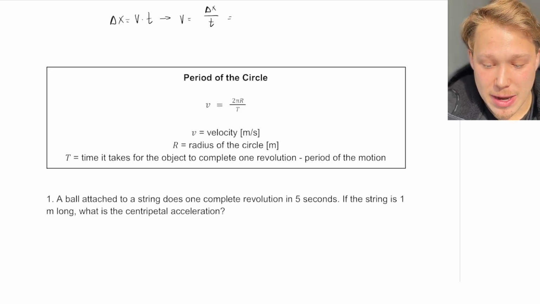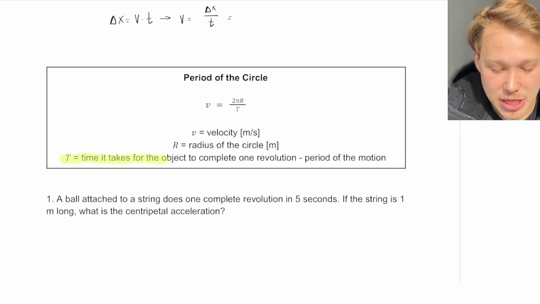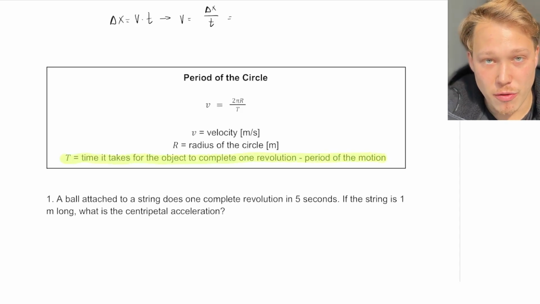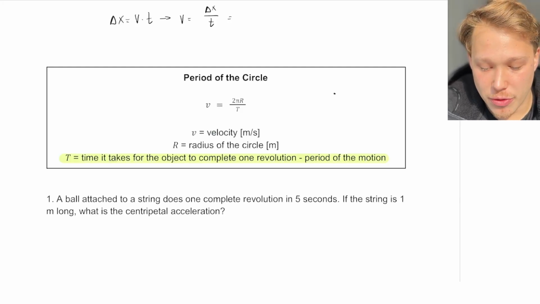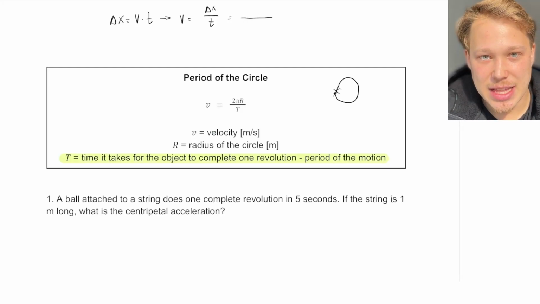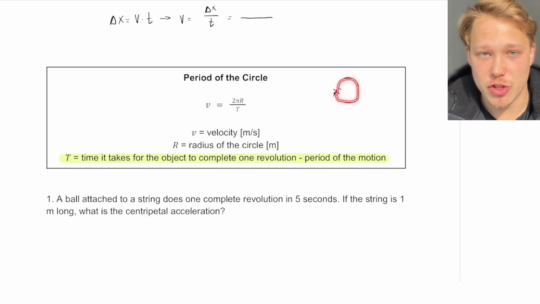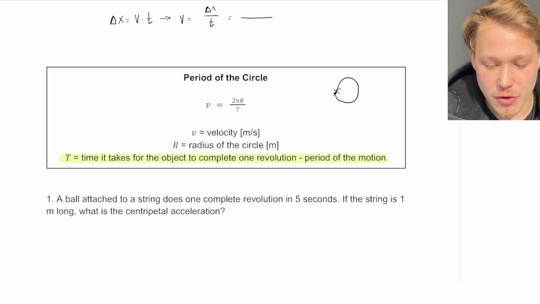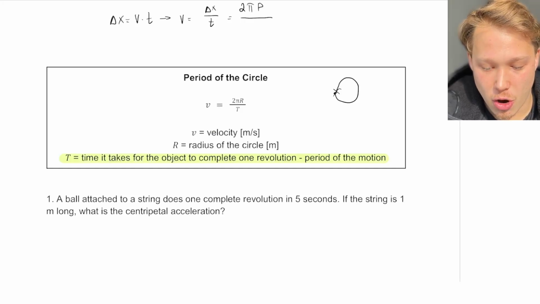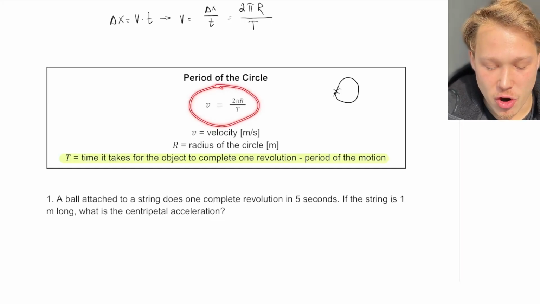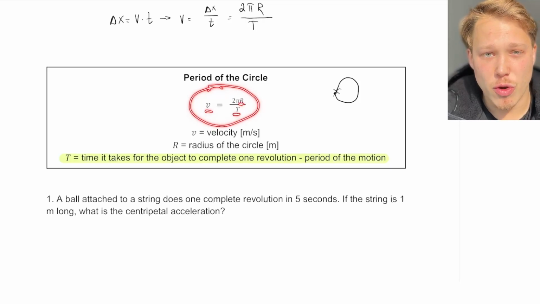Now, if we define period as the time it takes for the object to complete one revolution, that is, go around the circle once, then the distance that it covers by going around the circle once is simply the circumference of a circle. And the formula for the circumference of the circle is 2 pi r. Here, we basically derive our equation for the velocity given the period and the radius of the circle.